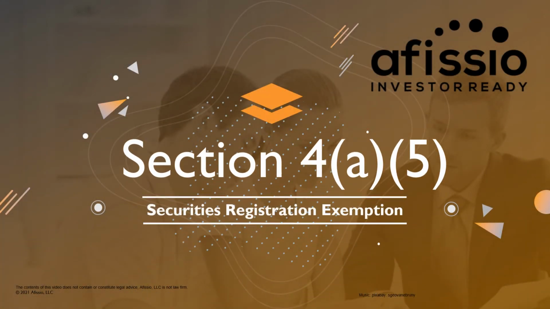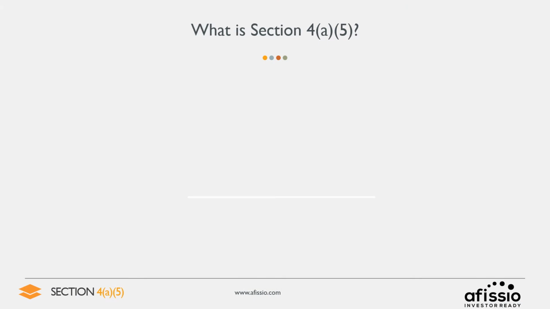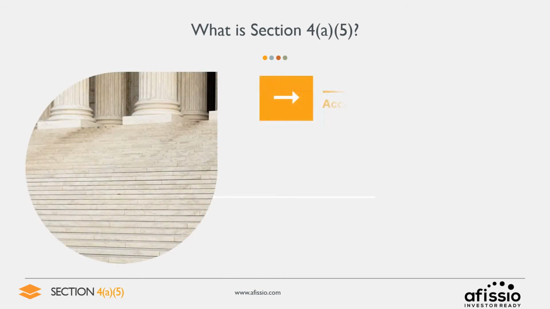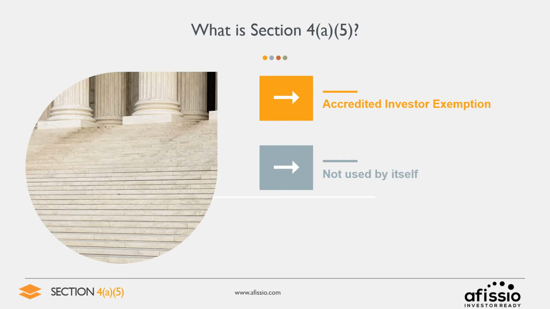Exemption Section 4(a)(5). Not commonly used, but very useful, so let's go over it. Section 4(a)(5) is a statutory accredited investor exemption from the registration of securities. It is different from Regulation D in that it does not allow for non-accredited investors. It's rarely used by itself because it does fit within the rules of Regulation D, but it really doesn't provide all the benefits.